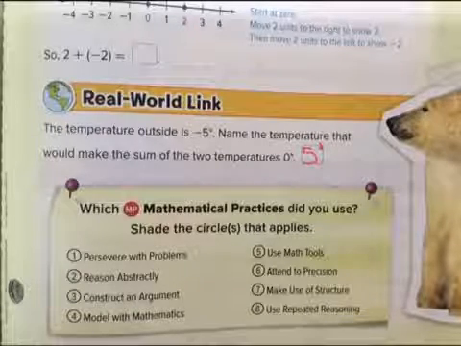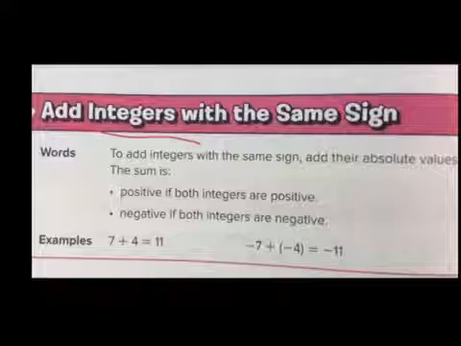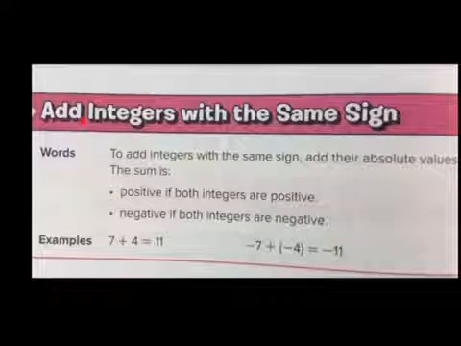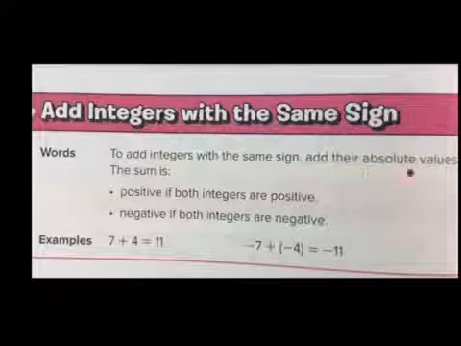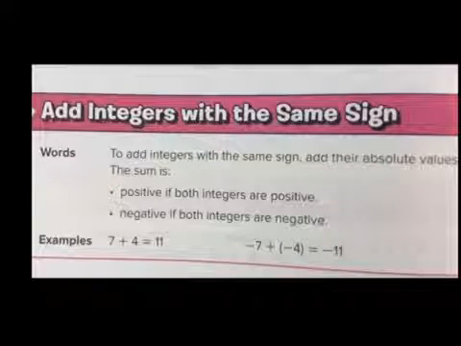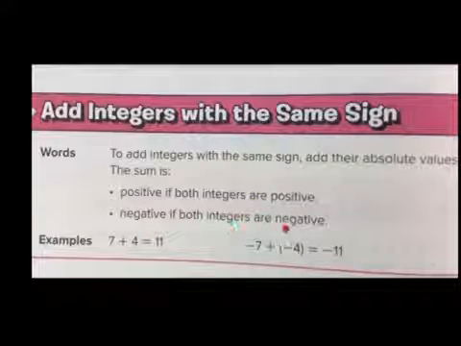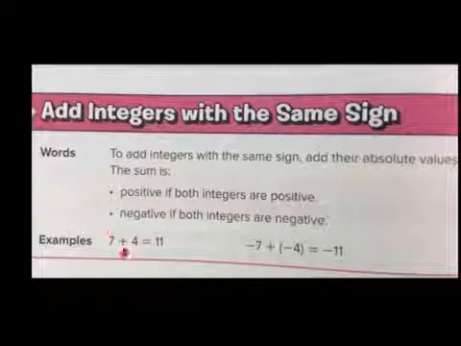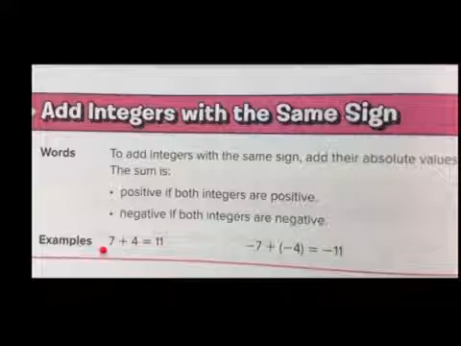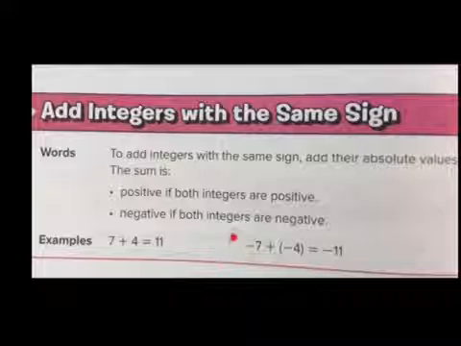When you add integers with the same sign, add their absolute values, and the sum is positive if both integers are positive, negative if both integers are negative. So positive plus positive is going to give you positive. This is your natural numbers. 7 plus 4 is 11. But -7 plus -4 is -11.